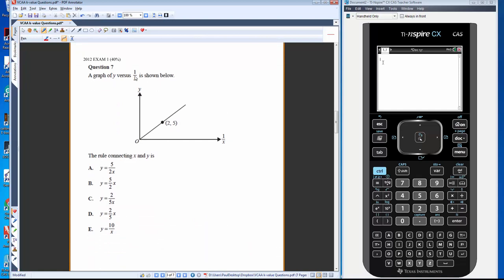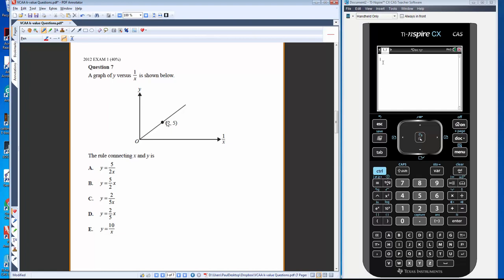We get a graph of y versus 1 on x, and you might ask, well, why is it being straightened out? Well, what's happened is they've got a relationship between x and y which is a hyperbola, and they use a transformation to straighten out the graph.